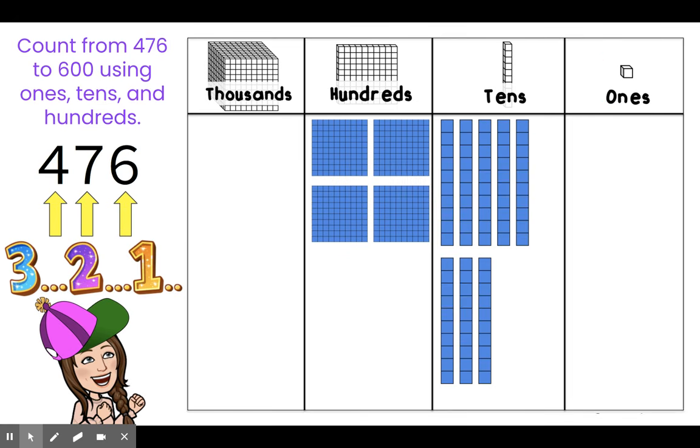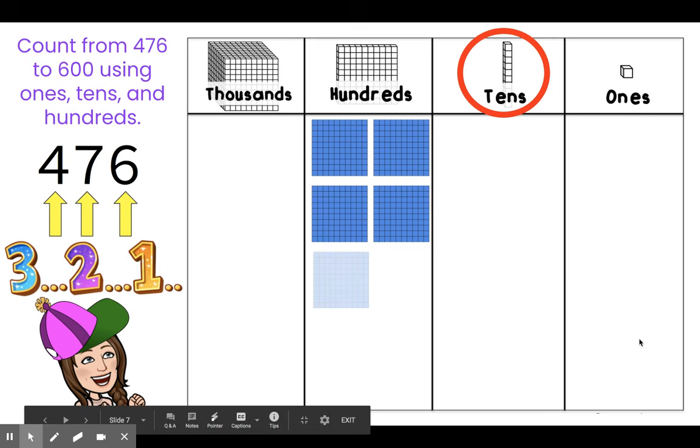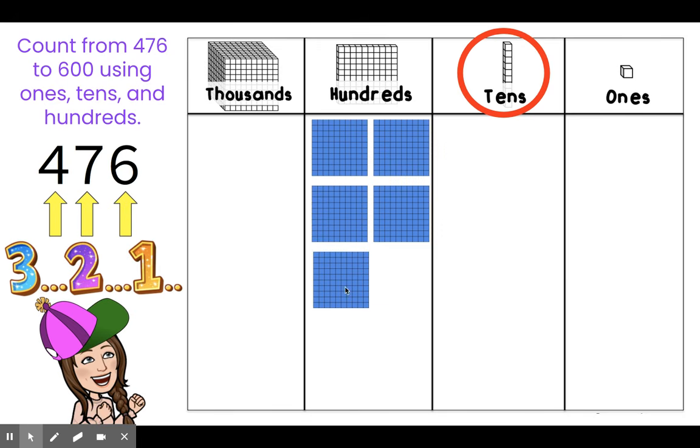Count with me. 480, 490, 500. What can we do with 10 groups of 10? Bundle it for 100. 500 or 5 groups of 100. Our goal is 600. We're so close. What's the last thing we can add to get from 500 to 600? What would be our next benchmark number? Hundreds. That's right. Our next benchmark number would be 600.